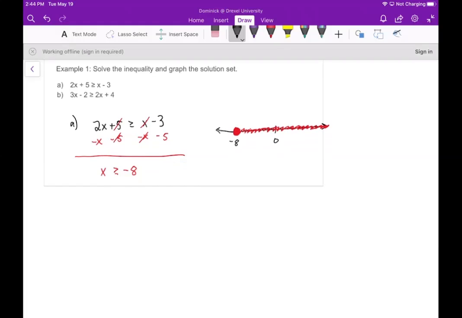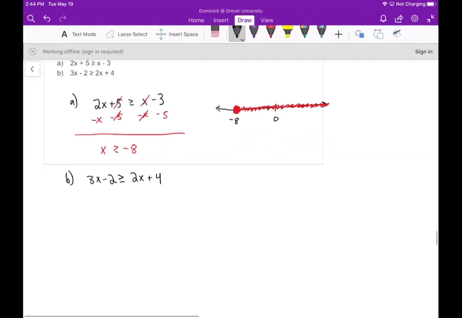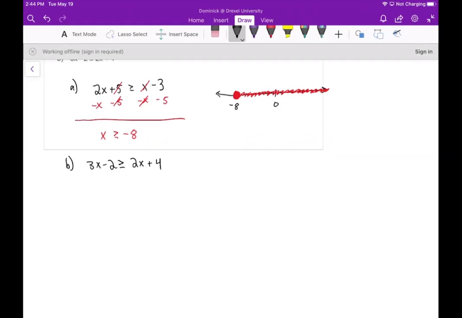Okay, now for the second one, we have 3x - 2 ≥ 2x + 4. This is very similar as before. Let's move the 2x over so we don't have to deal with a negative, and we'll add the 2 while we're at it. So on the left side, we right away get x, and on the right side, we get 6.